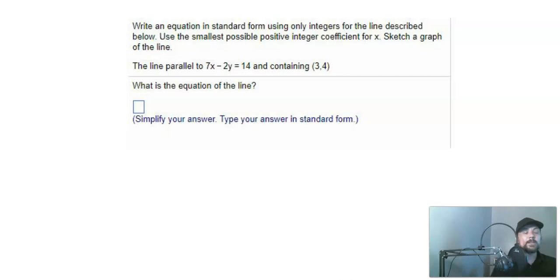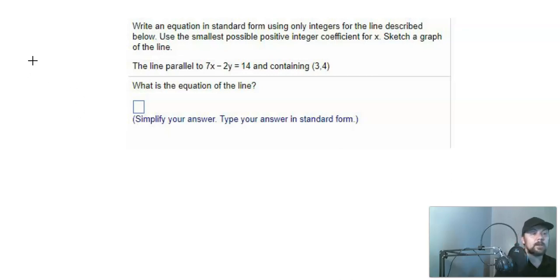Whether you want to write your answer in slope-intercept form or standard form, I don't know, maybe there's a method that works, but I've never done it this way. To find the equation of a line, you always start with either slope-intercept form or point-slope form. You don't start with standard form. That's not a very easy starting place for finding the equation of a line. Even though we want our answer in standard form, we're not going to start with that formula.